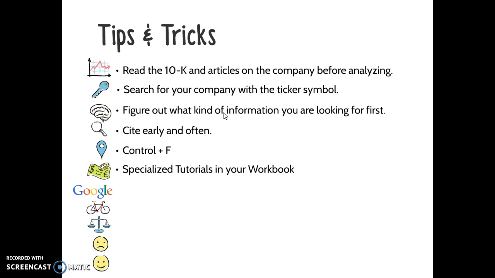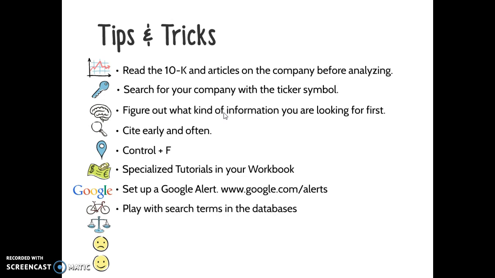There are specialized tutorials in your workbook. You can set up Google Alerts for your company as well. Just go to www.google.com/alerts, and then you can set up email alerts. For instance, if your company is Revlon, you can set up alerts for whenever Revlon makes changes to its website, or whenever they appear in the news or anything like that. So that's a very helpful tool to keep track of your company.